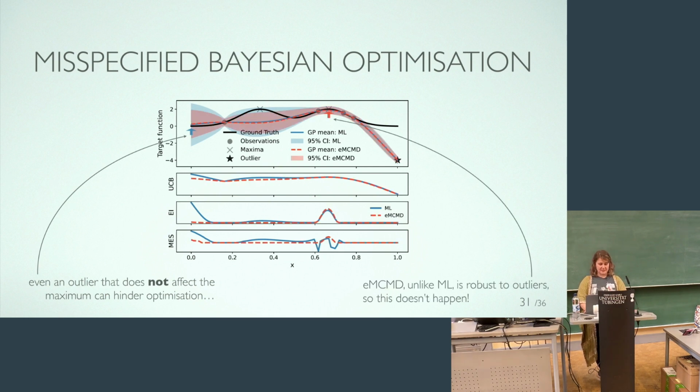In this example, EMCMD is less underconfident, and the acquisition functions are more likely to go and explore in more promising regions.